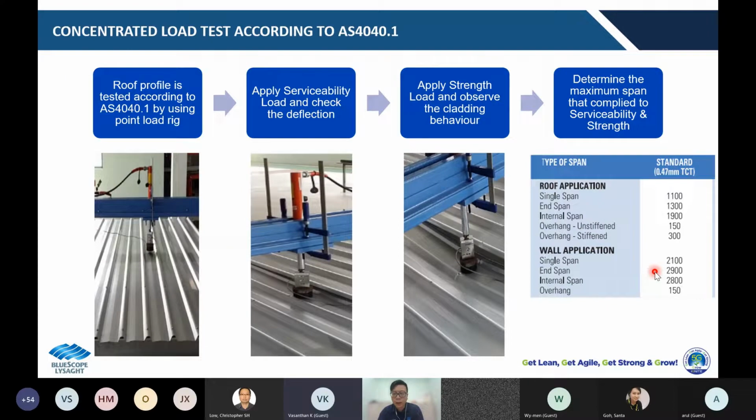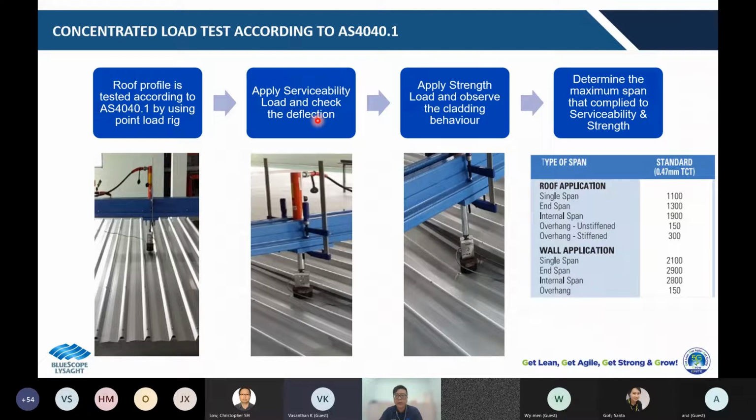Okay, here is the flow of the concentrated load test, carried out according to AS 4040.1, which is recommended by AS 1562. At first, we mount the cladding onto the point load rig and then we do the necessary setup. This is as shown here. Then we conduct the serviceability test and check the deflection. The residual deflection will determine whether the cladding passes or fails in the serviceability.